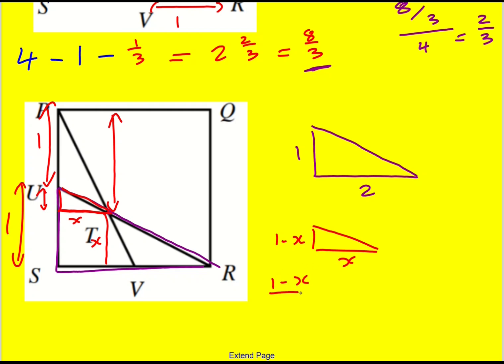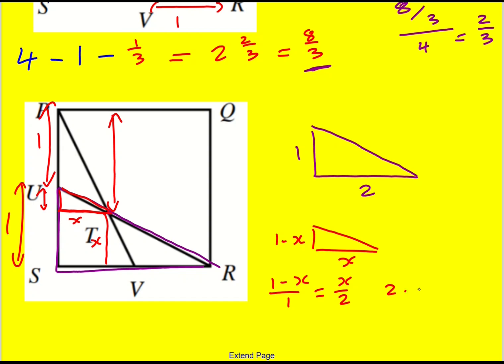Okay. So now I can say that 1 minus x over 1 is equal to x over 2. I'm just using scale factors of similar triangles. For example, if this was equal to 4, then my scale factor would be 4 over 2. It would be 2. It's twice as big. But it's x over 2 times as big. I mean, I know it's going to be smaller, but it's just going to be a fraction.